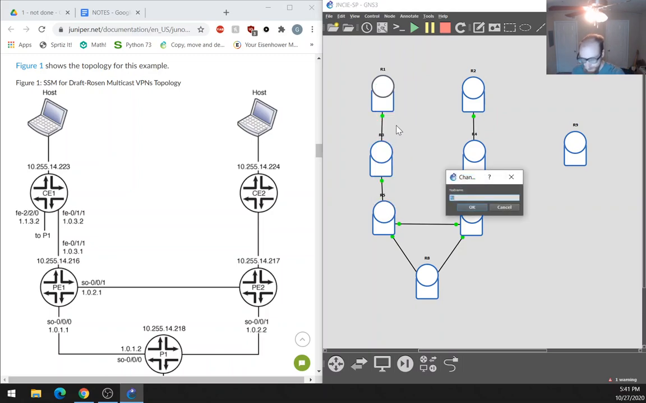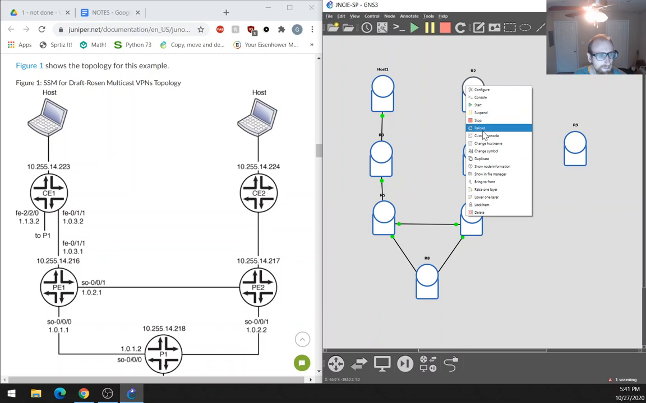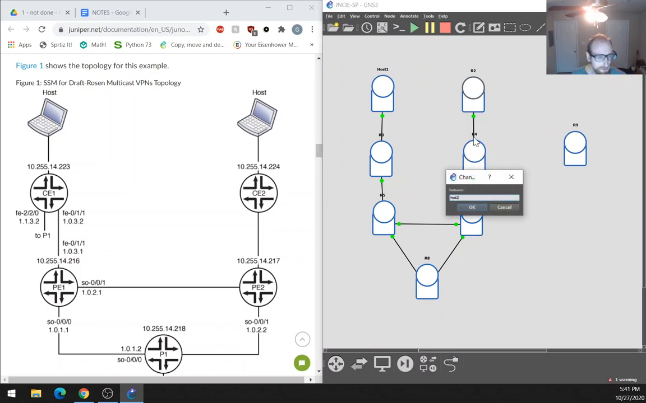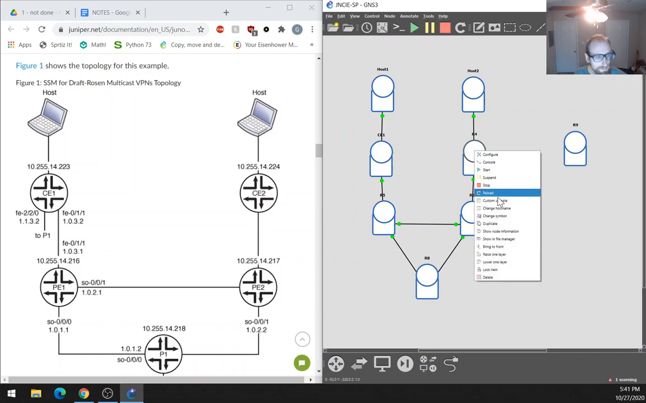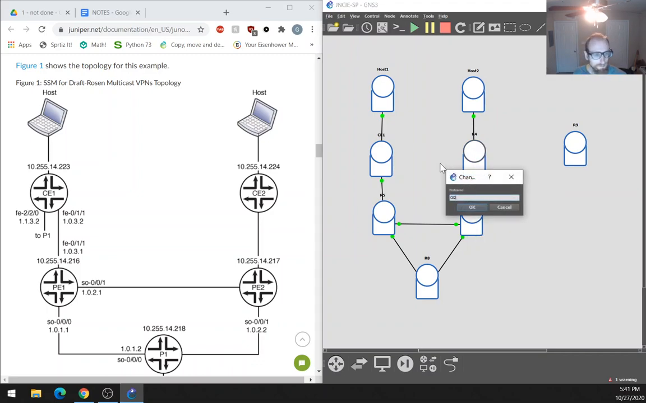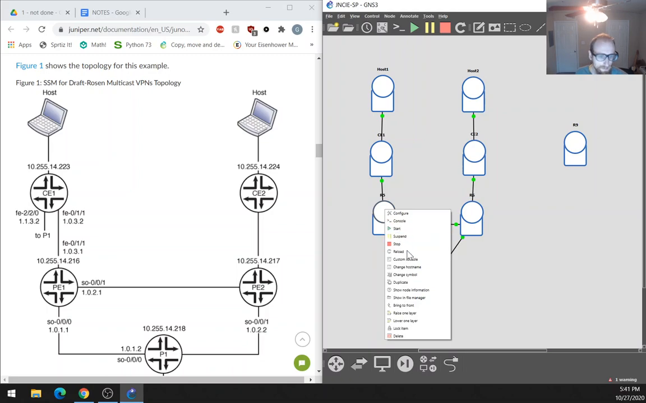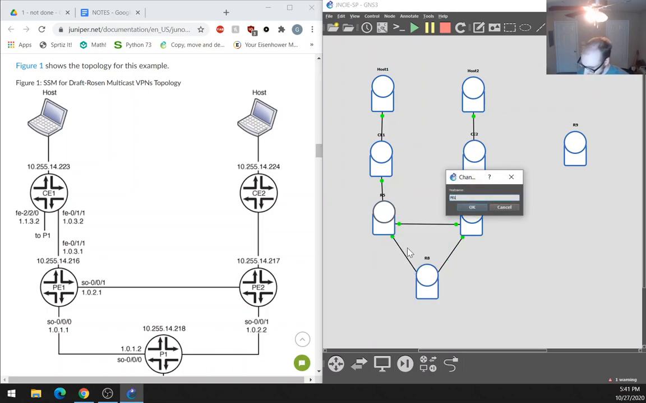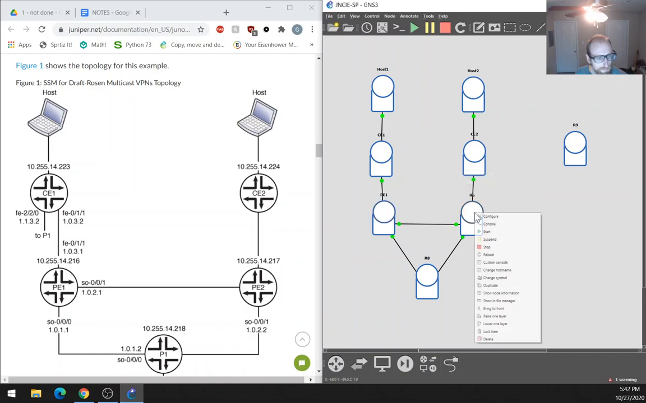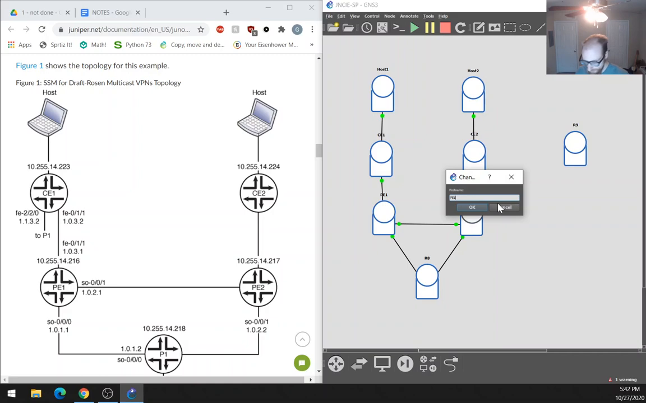We're going to change this to be host 1. And then this is going to be host 2. Okay, and then CE1 and CE2. Okay, and then PE1 and PE2. All right, and then P1.